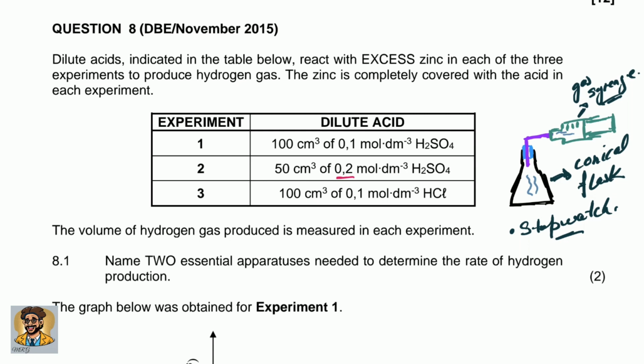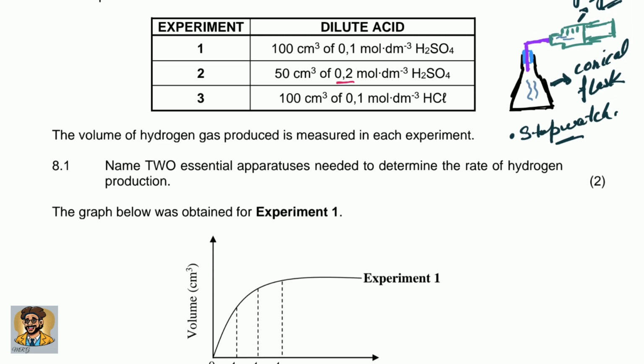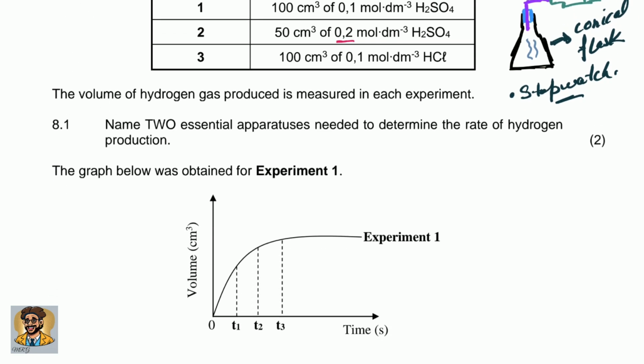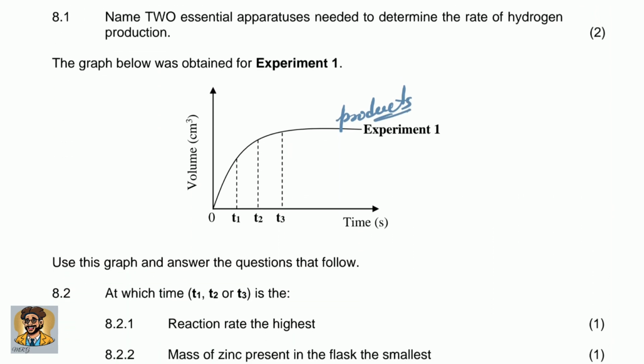The graph below was obtained for experiment 2. You know that this one is the product. This is the volume of the gas formed. So you need to know that this one represents the product. All right, so let's move on. The question says use this graph and answer the questions that follow.